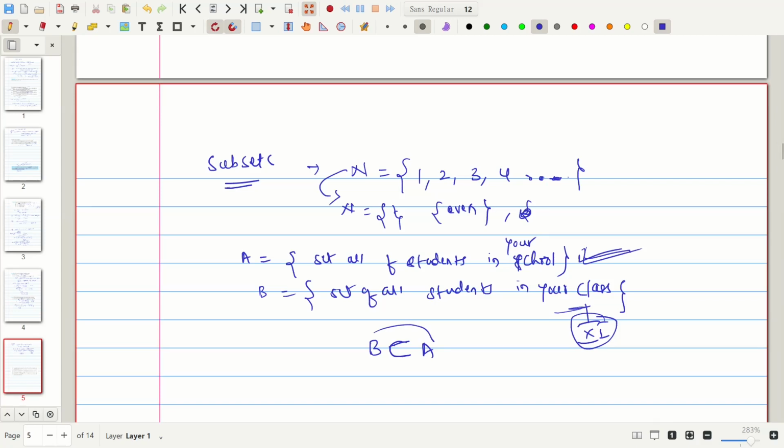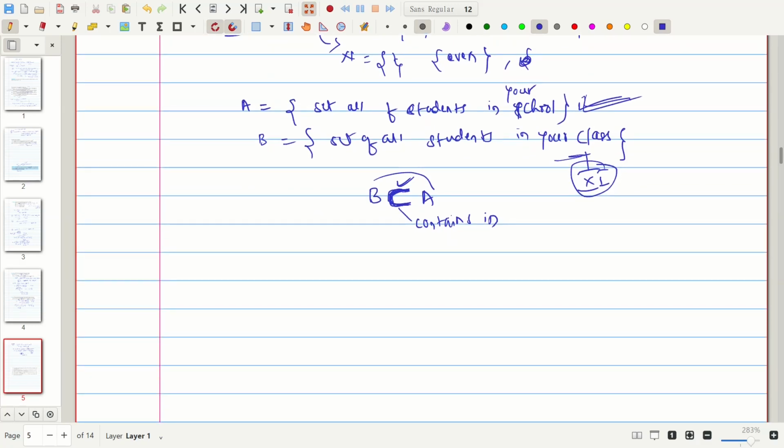So we can represent subset with this notation, the U-shaped symbol. Sometimes this is also called 'contains'. Now let's see the proper definition of a subset.